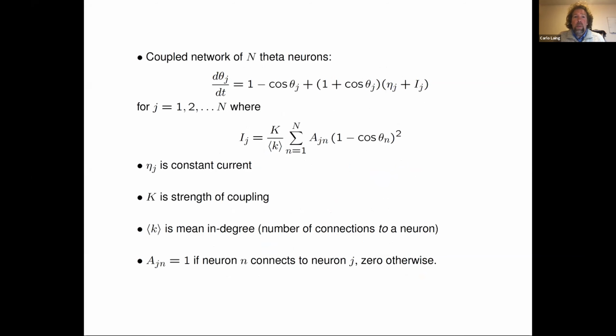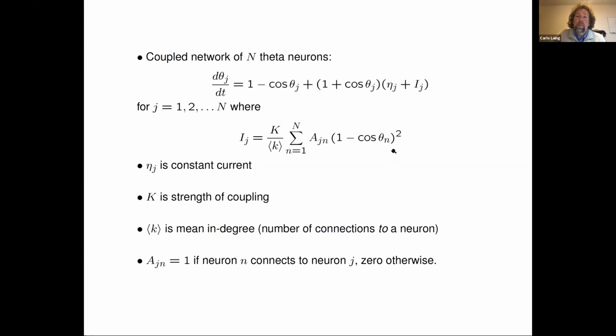So what are the networks we're looking at? Well, we're looking at networks of theta neurons. There's N theta neurons. So those are the equations there in the top line. It's a normal form for the SNIC bifurcation. So each neuron is described by a single angular variable theta. We have these constant currents eta, and then the other current which comes in from the connections, that's the I_j there. So it's of this form.